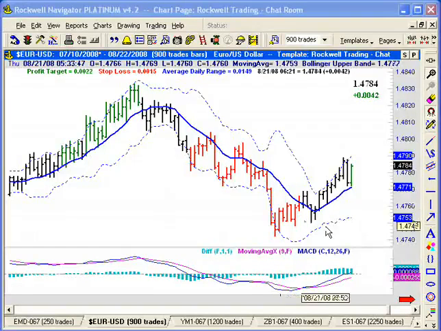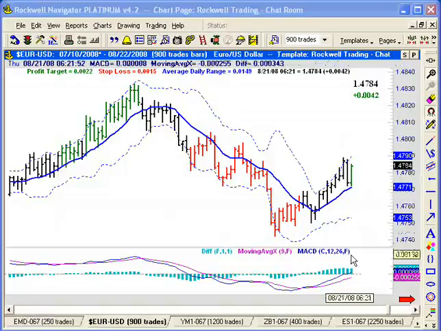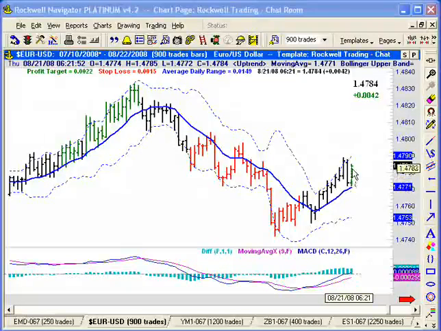Now, once we have identified an uptrend, we use the Bollinger Bands to determine our entry point. Take a look at this example. At 6:21 in the morning, Central Standard Time, the MACD is already trading above its moving average, and it is now crossing the zero line. According to our definition, we are now in an uptrend.